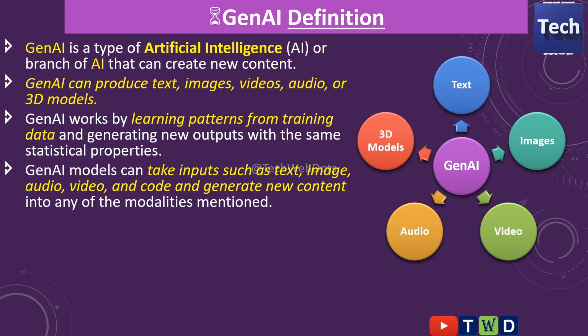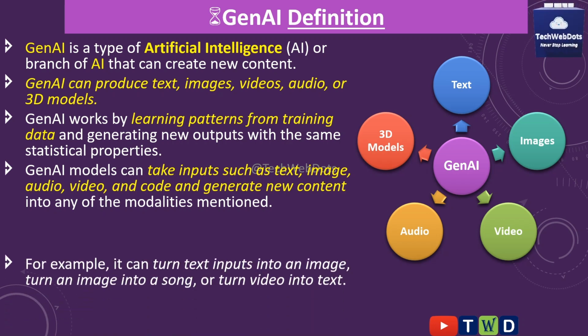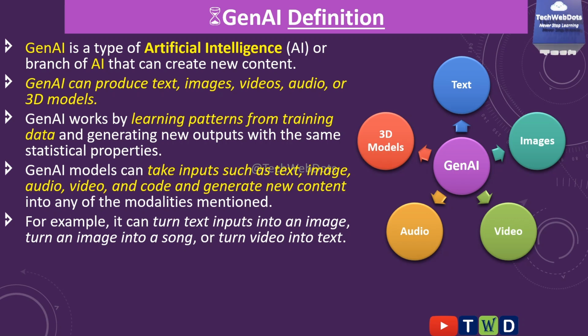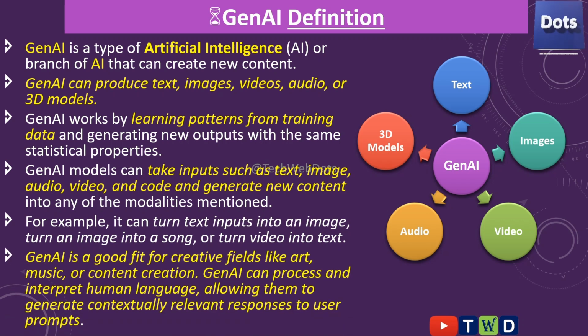So this is the new thing. It generates new content into any of the modalities mentioned, right? So it means you can give text as an input, and in return you can get an image, you can get songs, you can get many more things, right? For example, it can turn text inputs into an image, turn an image into a song, or turn video into text. So now you understand it is creating new content, right?